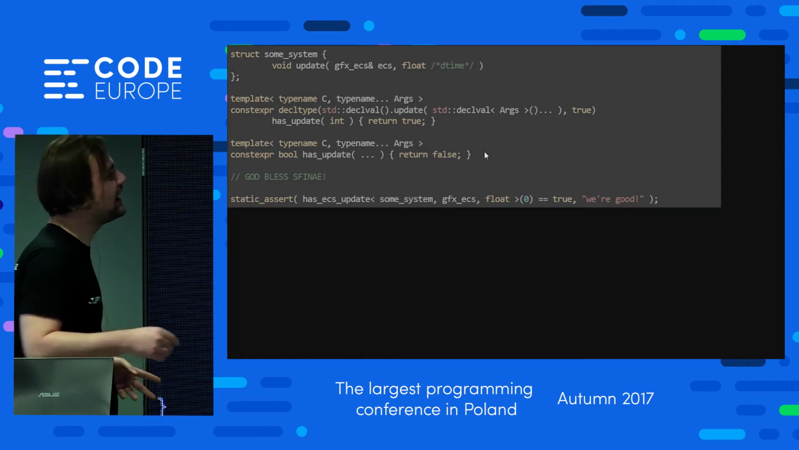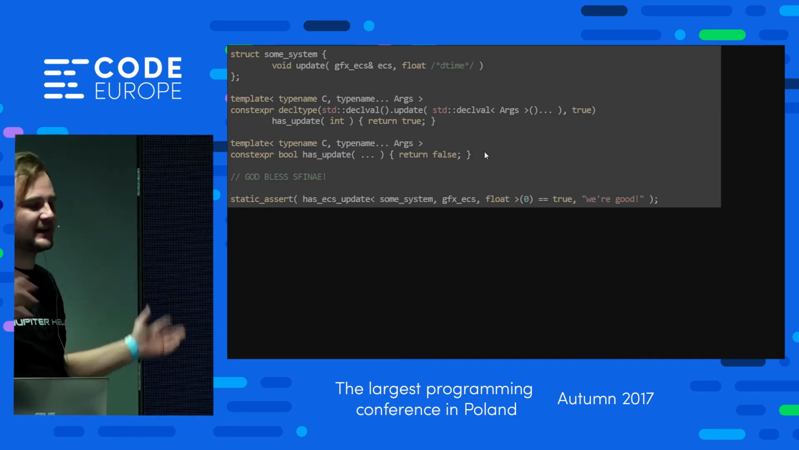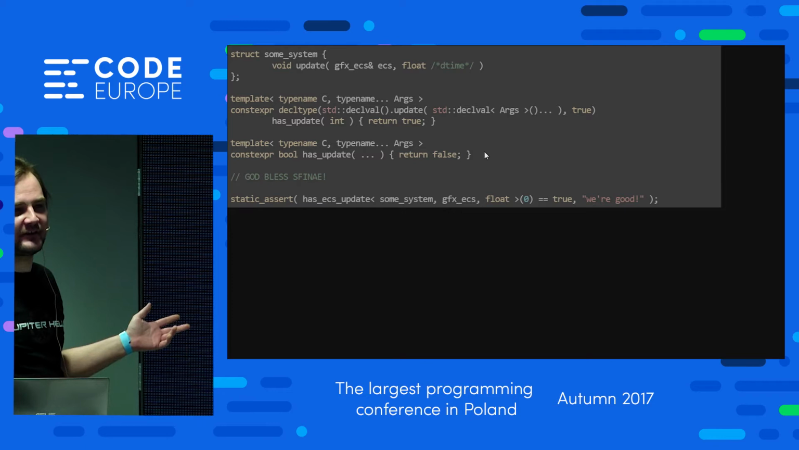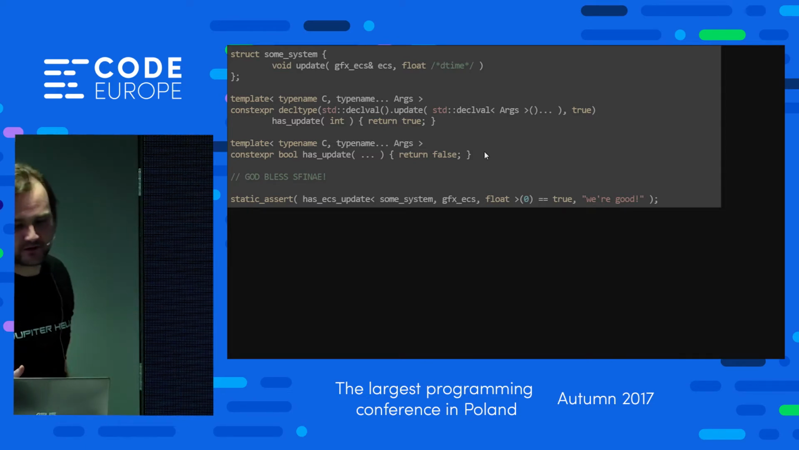But there's a question here. How do we create a type here? We don't know anything about the type. The type doesn't inherit from anything. How do we make sure that it gets deleted? Because we created it here, obviously the user will not delete it.